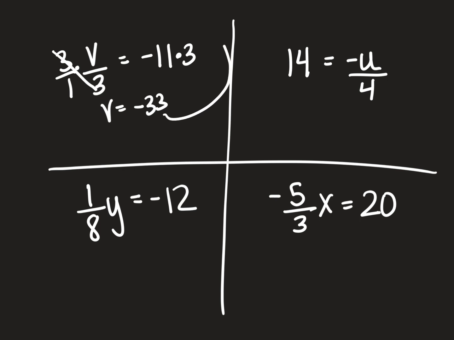And something I don't always do, but I should, is double check my answer by plugging it back into the original equation. Negative 33 divided by 3 is negative 11.